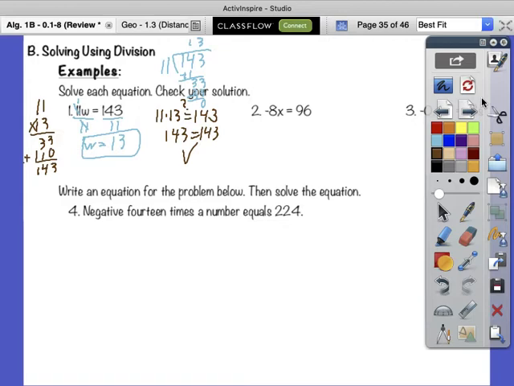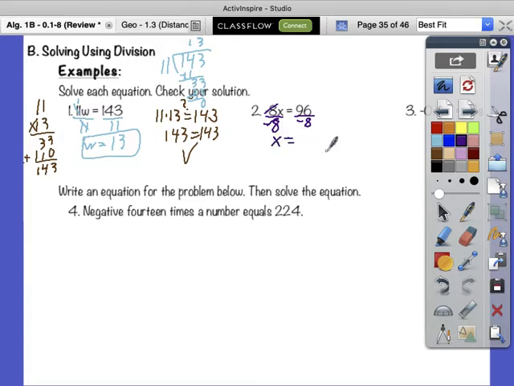Lainey, have I had you pick a color today? Okay, you want to pick one? Okay. Negative 8x equals 96. What's happening with negative 8 and x? Multiplication. How do we undo multiplication? Division. What are we going to divide by? Negative, whatever's there. Good job. Because negative 8 divided by negative 8 is 1, so we're left with 1 times x, aka x.